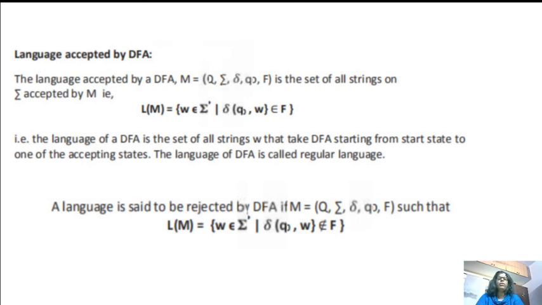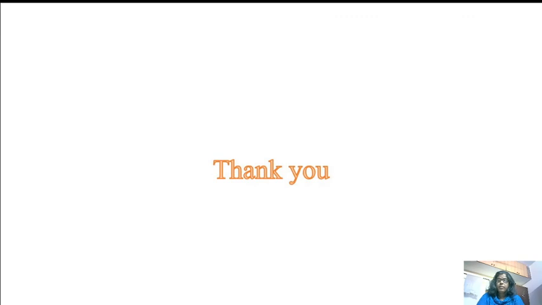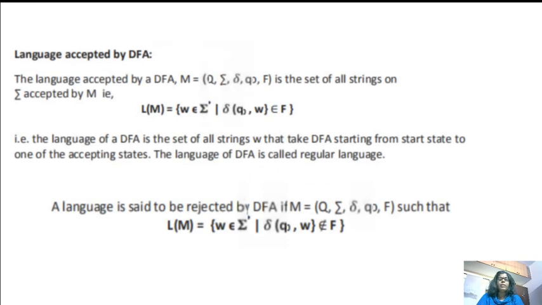The language of a DFA is the set of all strings W that take the DFA from the start state to one of the accepting states. So simply we say, when the string starts from the start state and ends in the final state, the string is accepted. The string that starts from the start state and ends with the final state is said to be an accepted string. The set of accepted strings is called the language accepted by the DFA.